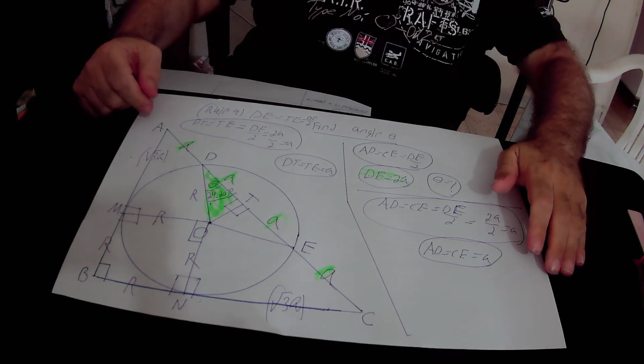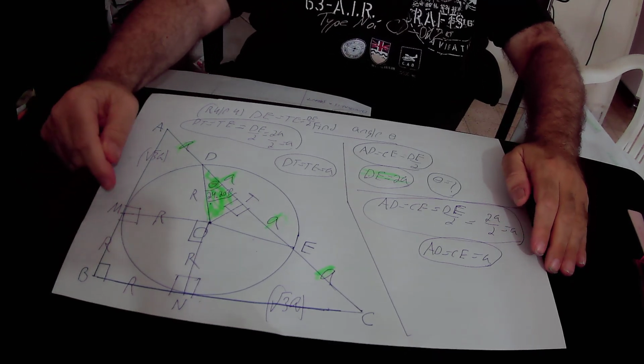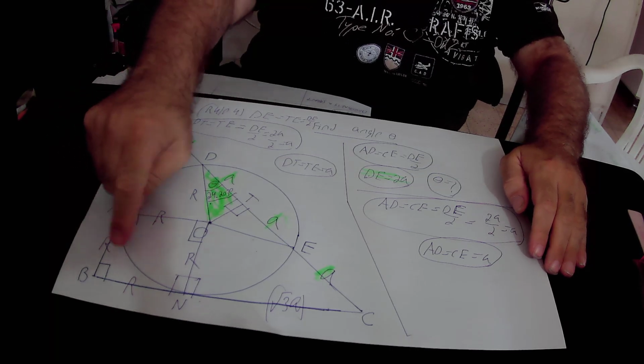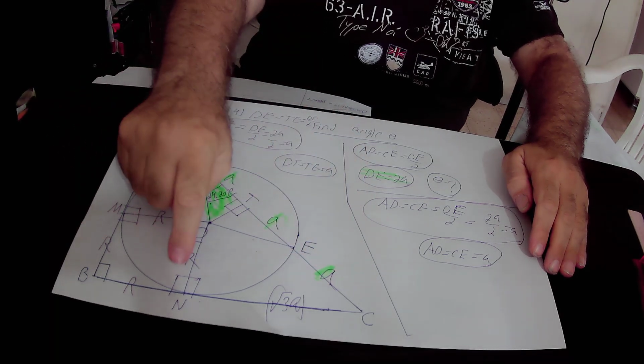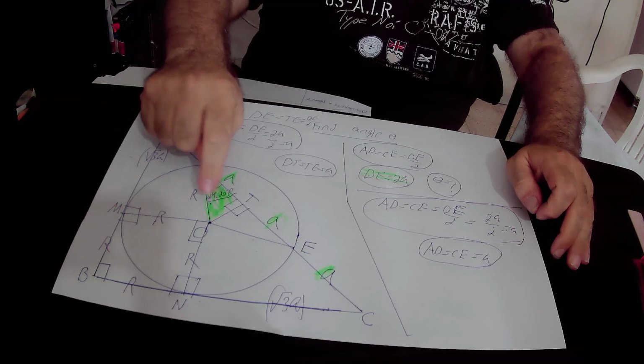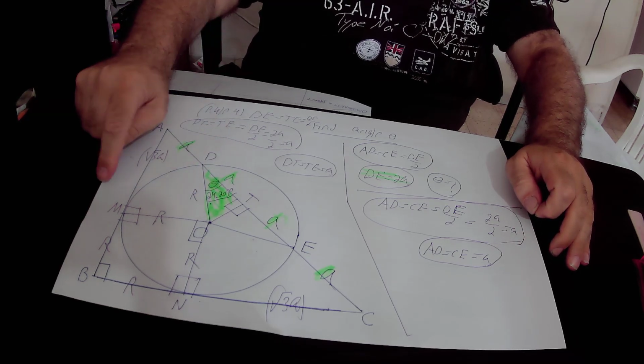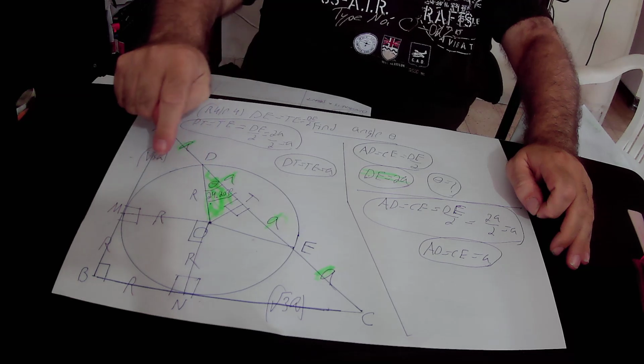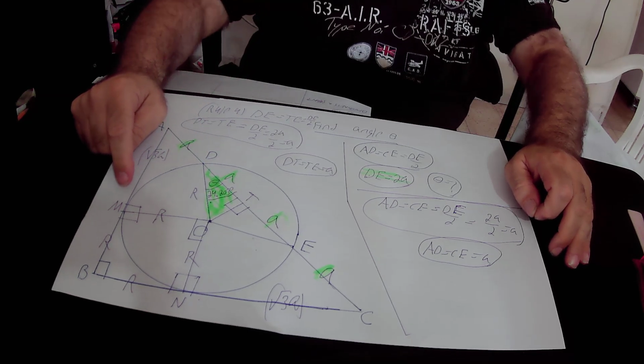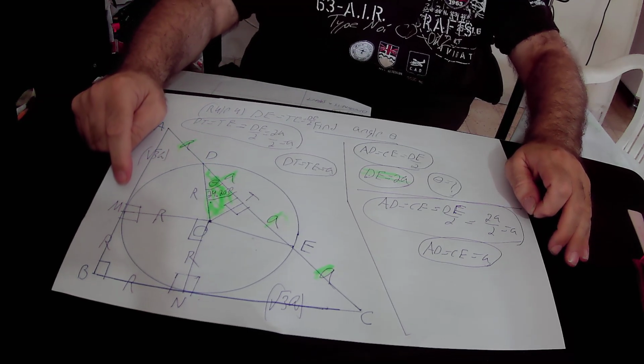Then we define the point of tangency of tangent AB with this circle as N. We define the point of tangency of tangent BC with this circle as M. We join points O and M together by a straight line. Point O is the center of the circle. Point M is a point on the circle itself.